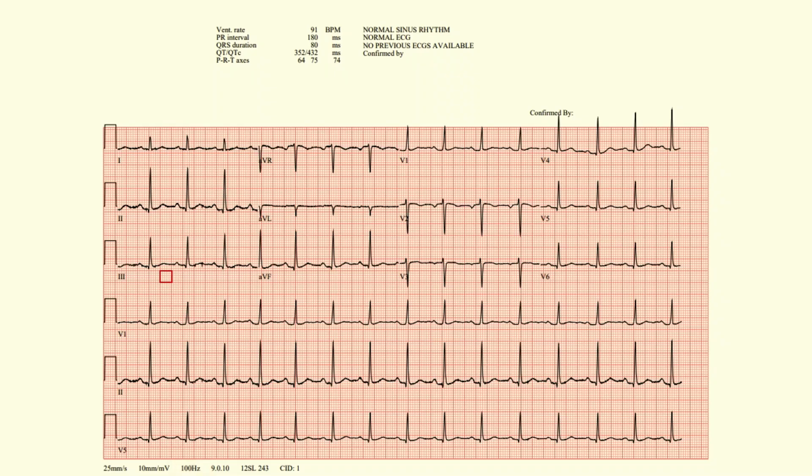So does anyone know what one box is? How many seconds is a box? Big box, little box?